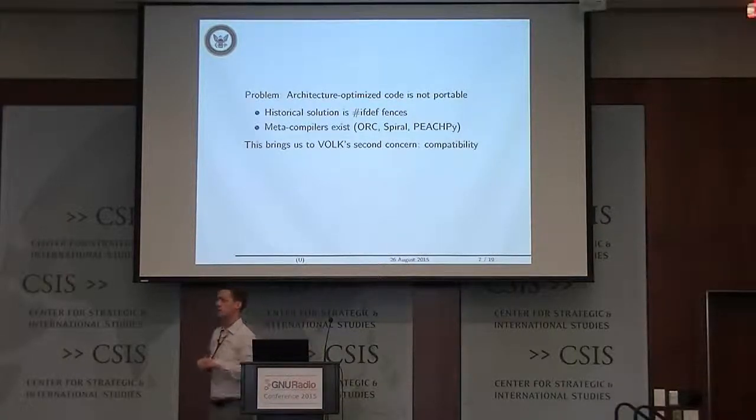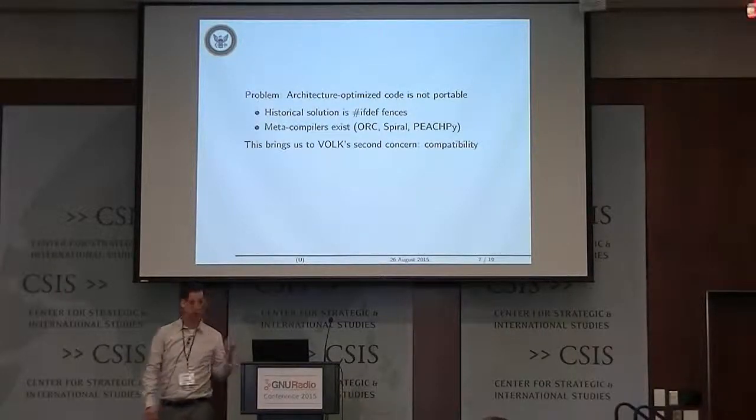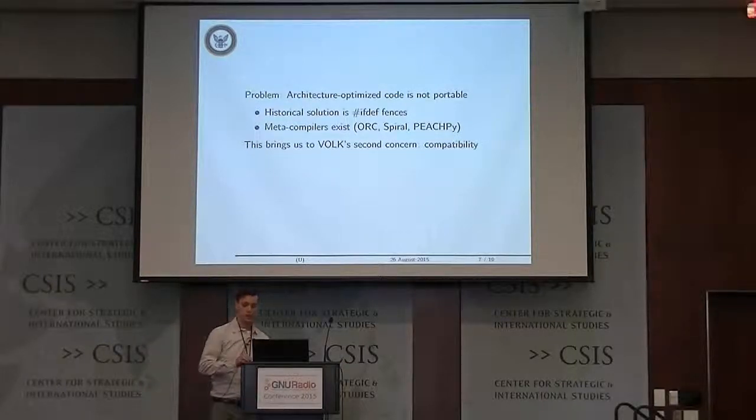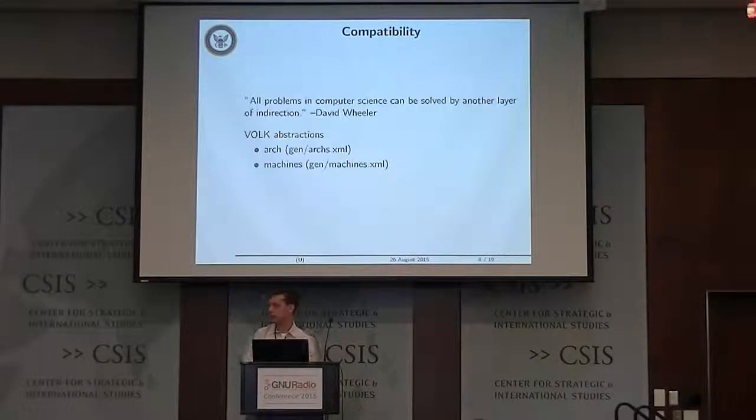There's another solution to this: what I'll call meta compilers. Three of them are Volk, Spiral, and FFTW. They're great, and they're probably a lot of fun to work on if you're doing a PhD in compilers. But I don't actually, well, Spiral is kind of a special case, but I don't like writing for Volk or FFTW, because they're just sort of unnatural. They're another abstraction, basically. So this brings us to the second concern, which is how we do that.